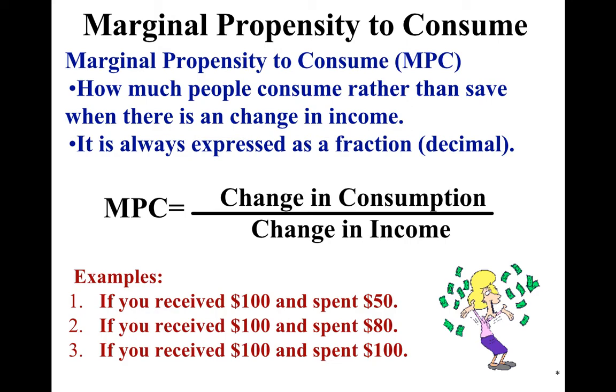So you got $100 right there, example number 1. You spent 50. So put 50 on top of 100. Reduce that to a decimal, right? 0.5. So MPC is 0.5. It's going to be between 0 and 1. So example number 2: you received 100 and spent 80. 80 over 100 is 0.8. MPC is 0.8. How about 100 over 100? MPC is 1. Okay? It's that simple. So you need to know this term, marginal propensity to consume, MPC.